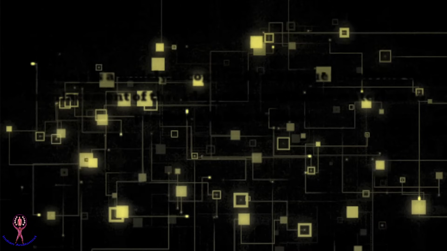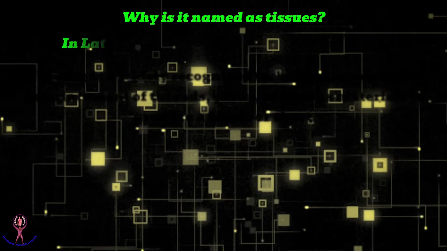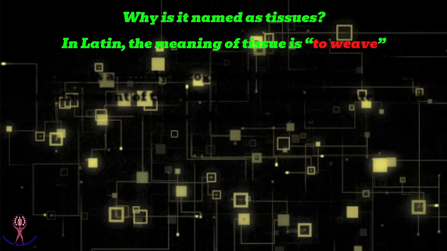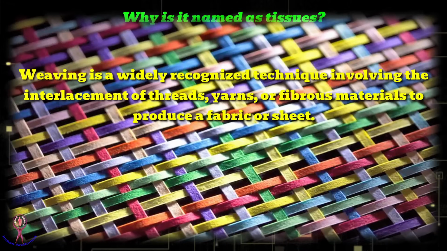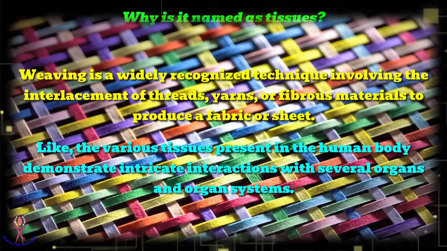Why is it named tissue? In Latin, the meaning of tissue is to weave. Weaving is a widely recognized technique involving the interlacement of threads, yarns, or fibrous materials to produce a fabric or sheet. Like that, the various tissues present in the human body demonstrate intricate interactions with several organs and organ systems.